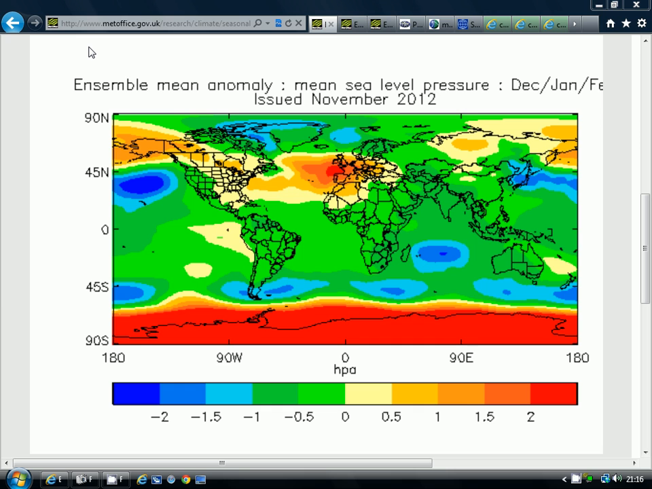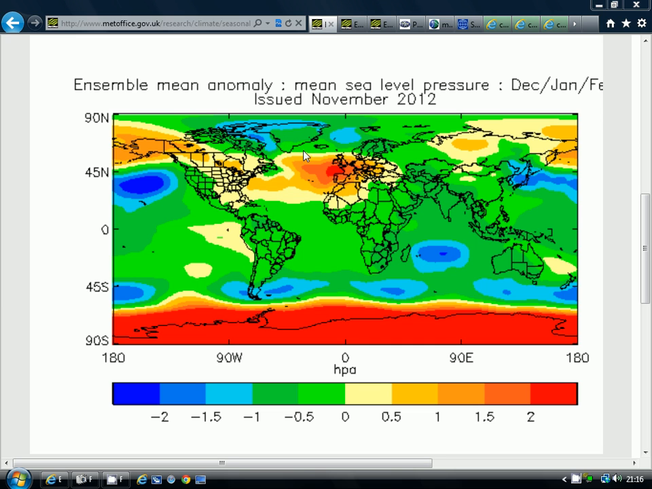Well, we're going to start off with the UK Met Office. This is the ensemble mean anomaly from the long range model at the UK Met Office. This is for sea level pressure, so this is pressure down on the surface for December, January, February, so for the winter of 2012-2013. And quite interesting developments here have taken place from last month.